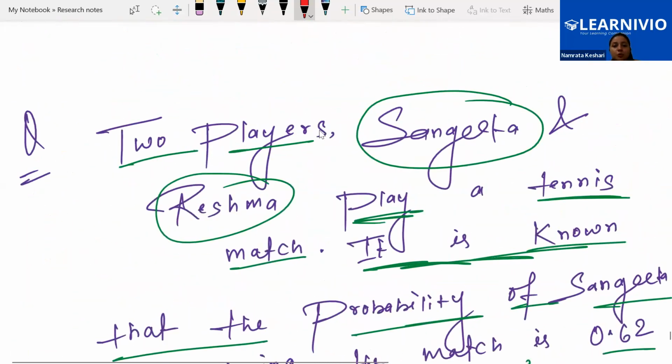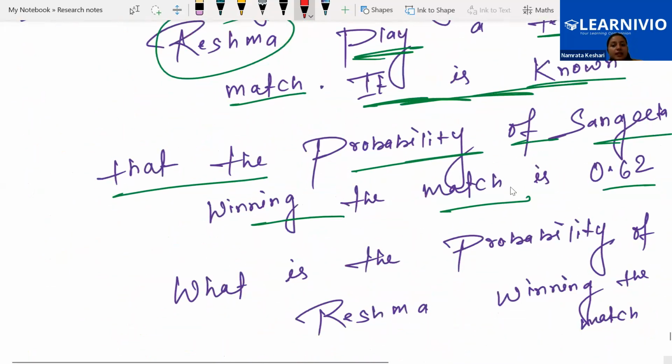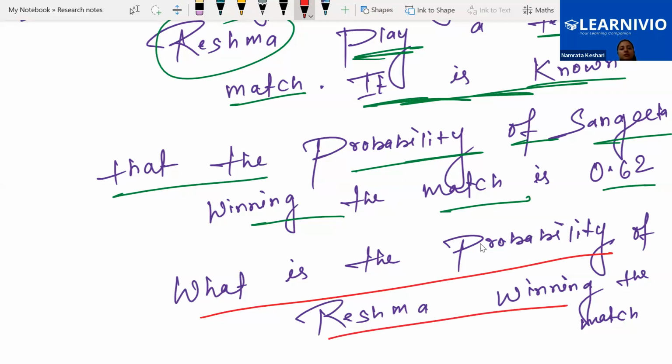Let's summarize everything. Two players were playing the match, Sangeeta and Reshma. It is known that the probability that Sangeeta will win is 0.62. Now the trickiest part is this one: what is the probability that Reshma will win? You may end up getting confused about how to find it, but you just have to think. Reshma wins means Sangeeta is not winning. So Sangeeta wins plus Sangeeta not wins is 1. And easily you will be able to find the probability of Sangeeta not winning, and that probability is what indicates that Reshma is going to win the match. Yes or no?